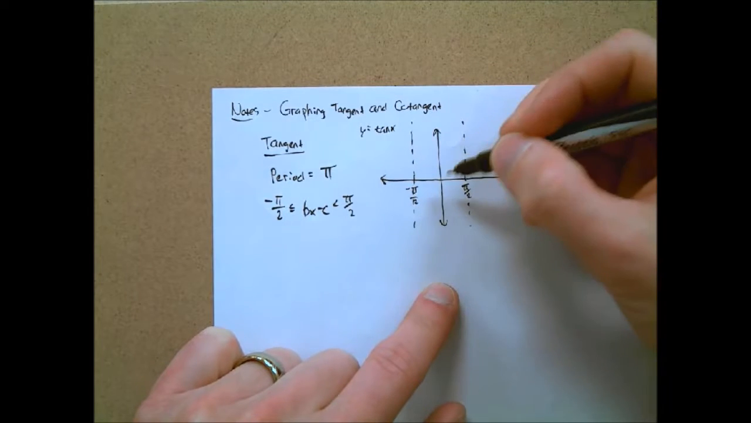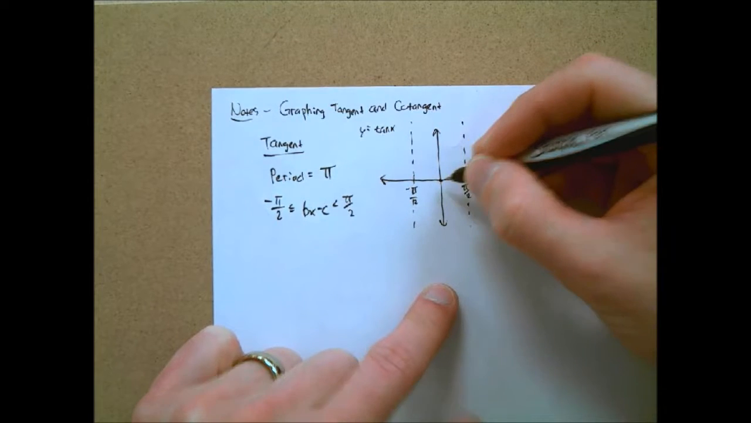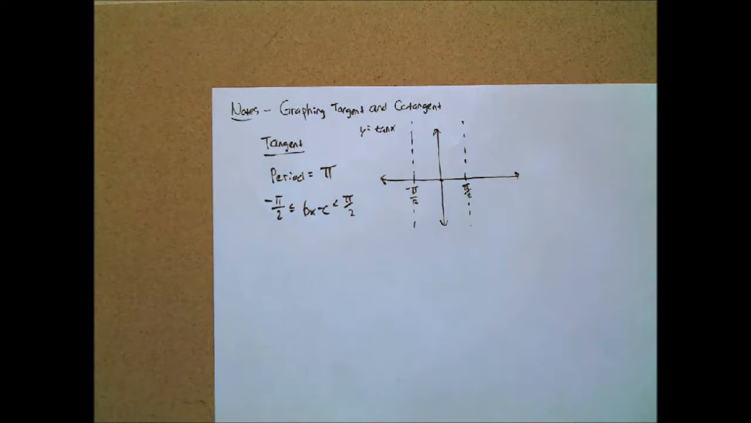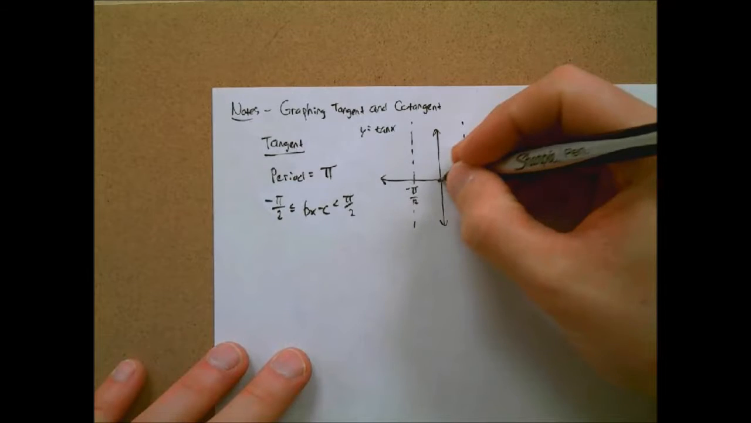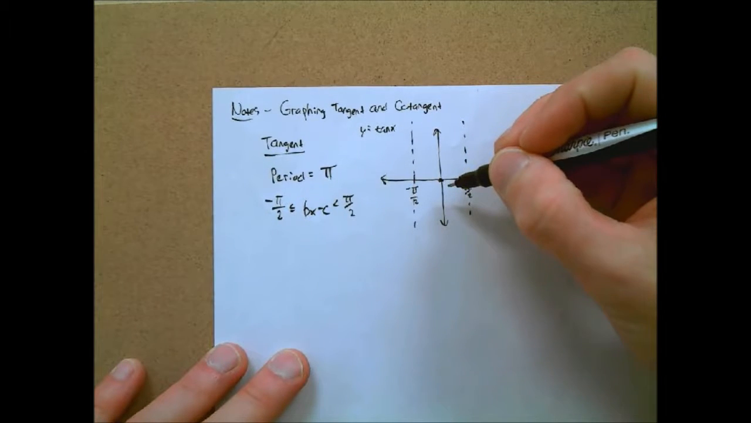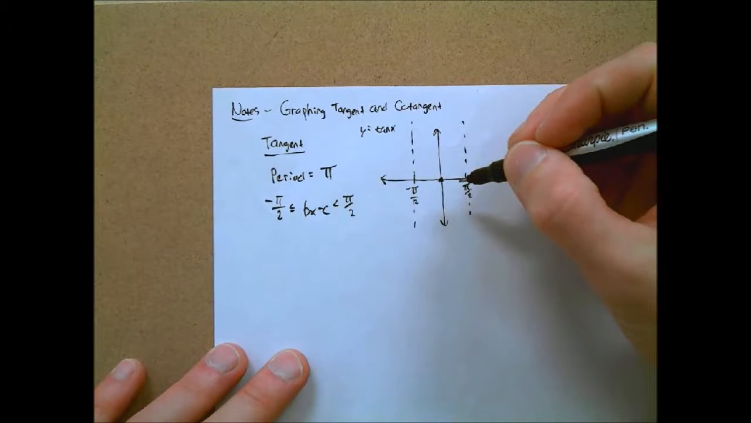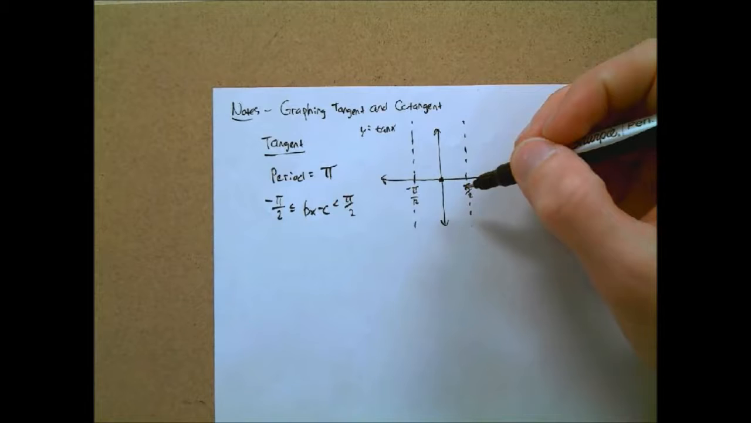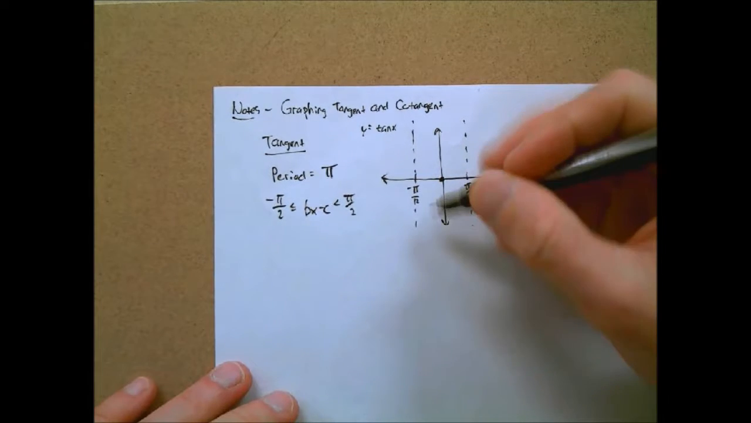Okay? At 0, tangent is 0, right? Again, think in terms of sine and cosine. Sine of 0 is 0. Cosine of 0 is 1. 0 divided by 1 is 0. So we have this point. Tangent of pi is 0 as well. We'll get out to there in a second here.